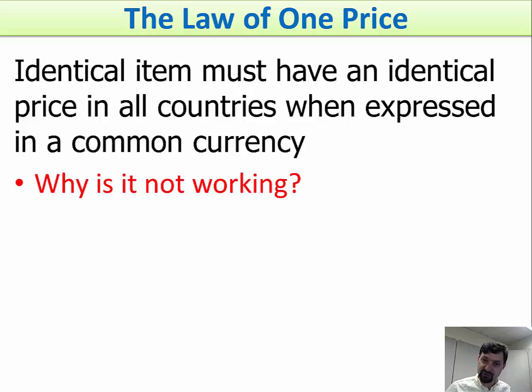Because if it was higher somewhere, then it would be bought where it's cheaper and sold where it's higher for profit. And so eventually everything will equalize itself, and so eventually the price will be the same in every location. Now we know that is not true, right?